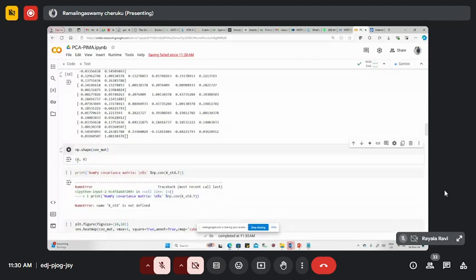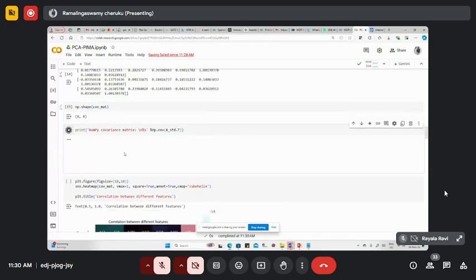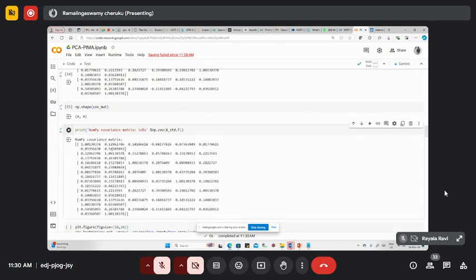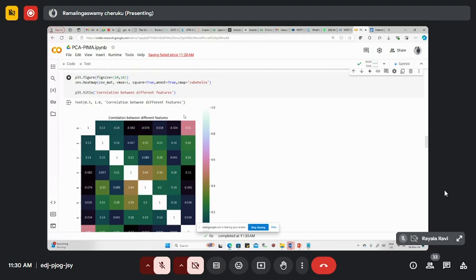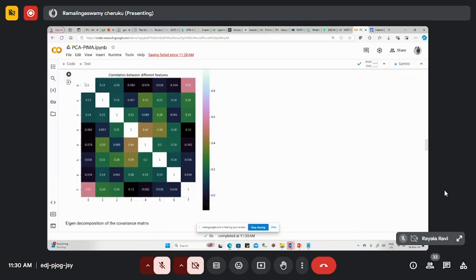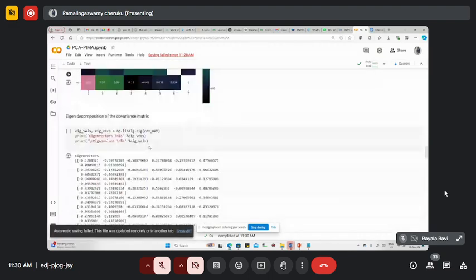The 8 is the number of features, right? So this is a covariance matrix, shown in a more visual form. If you look, the principal diagonal is always one, because we are finding the coefficient of the same variable with itself, so it is always one. Now what we did is take the covariance matrix, and then we want to find the eigenvalues and eigenvectors. Let's see.